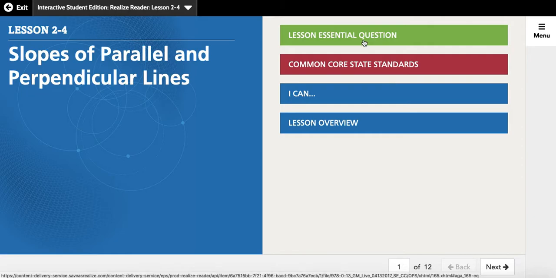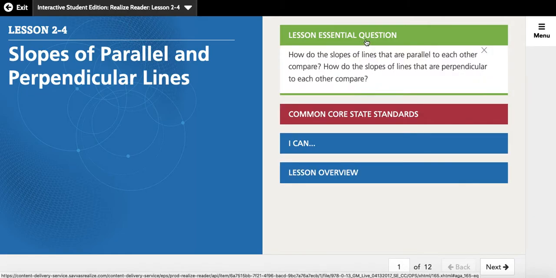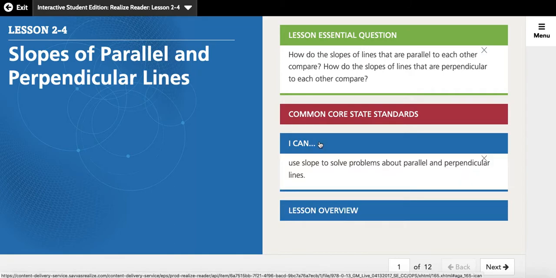The lesson's essential question: how do the slopes of lines that are parallel to each other compare? How do the slopes of lines that are perpendicular to each other compare? In the end, you're going to be able to use slope to solve problems about parallel and perpendicular lines. You may recall some of this material from your algebra class.